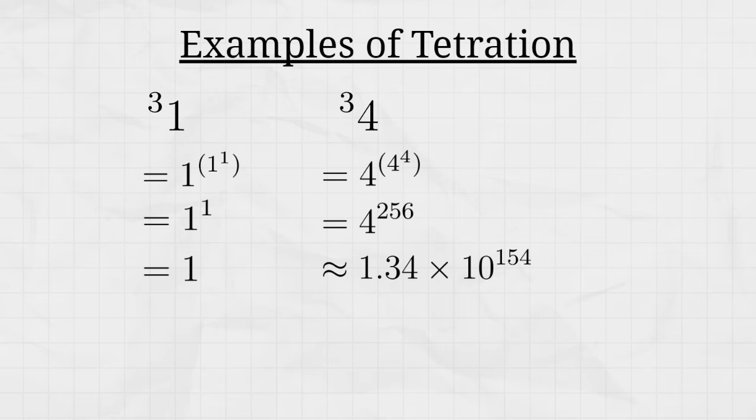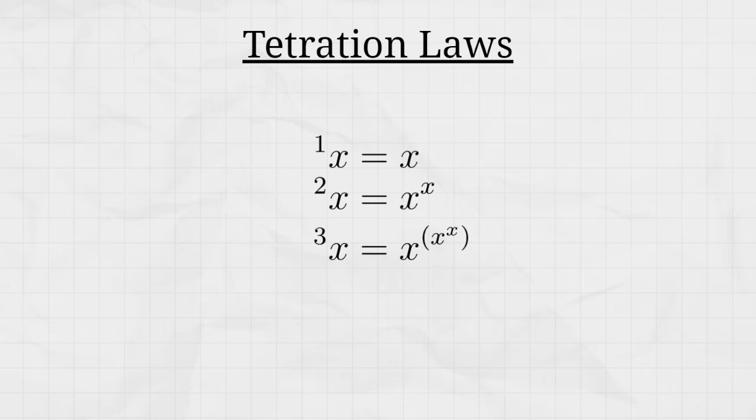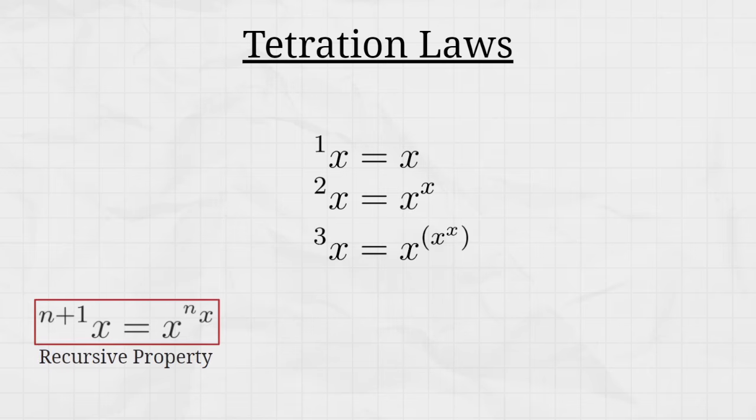For a general base x, we can see that the first tetration of x is just x, just like how x to the power of 1 is just x. And the second tetration of x is just x to the power of x. From the basic definition of tetration we established earlier, and by looking at a few cases, this rule follows. The n plus 1th tetration of x is equal to x to the power of the nth tetration of x. This is similar to how x to the power of n plus 1 equals x times x to the power of n. We can call this the recursive property of tetration.